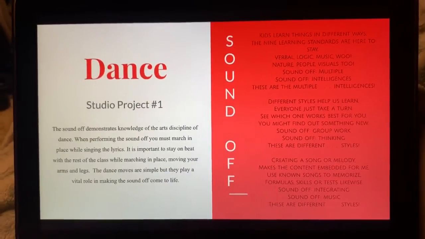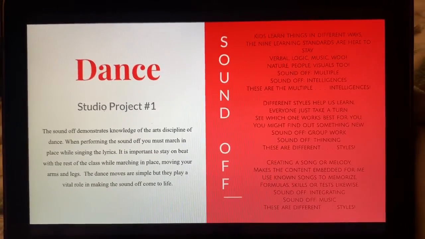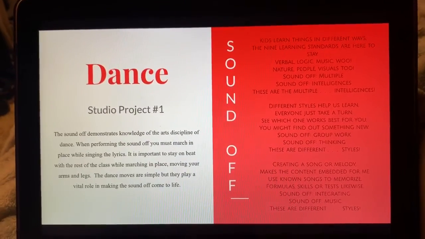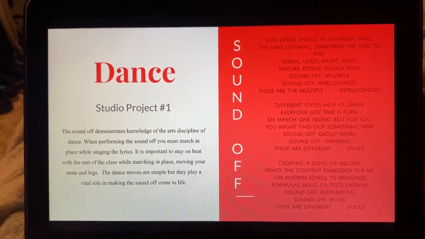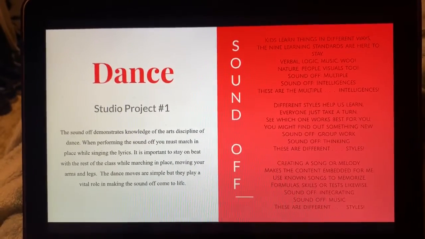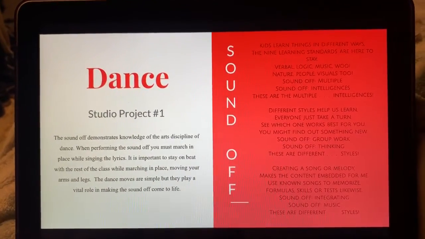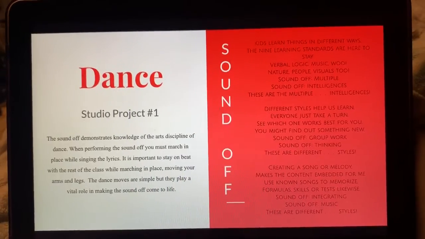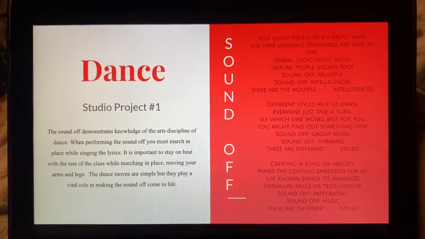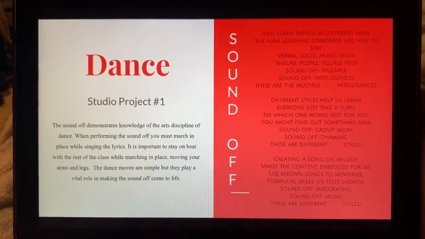So the first discipline is the dance in the arts disciplines, and I chose to use the sound off, which was our first studio project. Listed here on the right is the lyrics from the sound off. And I believe the sound off demonstrates knowledge of the arts disciplines of dance, because when performing the sound off, you must march in place while also singing the lyrics, which, if you haven't tried, it does take some coordination, and it's important to stay on the beat with the rest of the class, marching in place to get the full effect of the sound off.